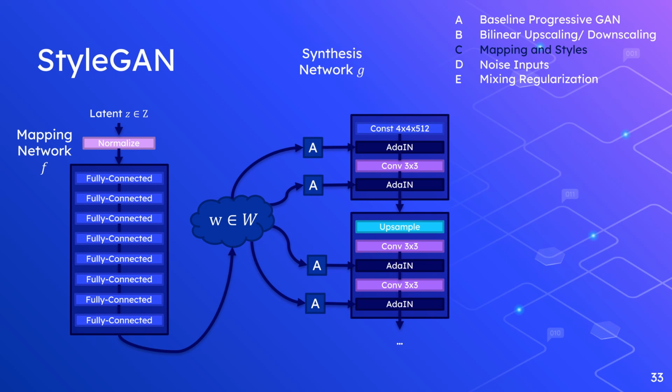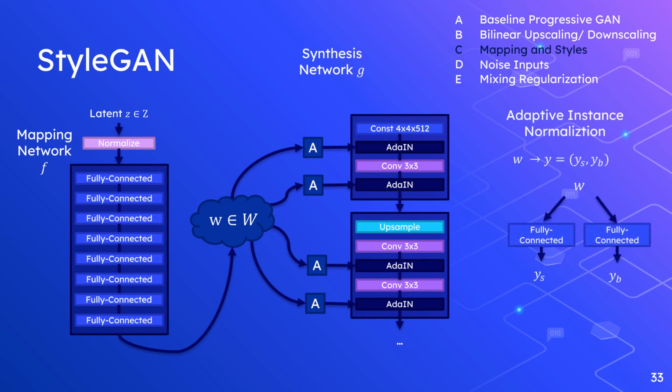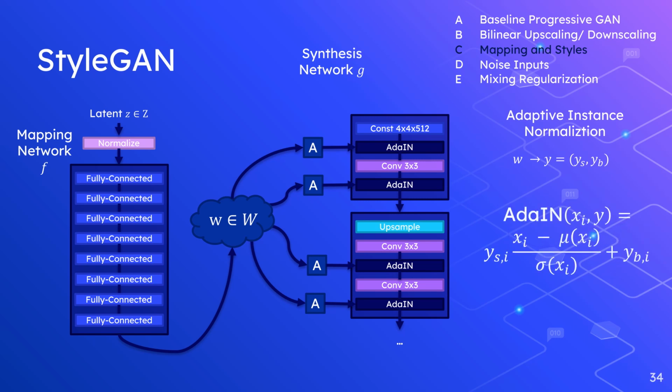AdaIN calculations. AdaIN stands for Adaptive Instance Normalization, where you take a W, which is from the intermediate latent space, and map it to style vectors, y sub s and y sub b. Y sub s is the scaling vector for styles, and y sub b is the bias vector for the styles. These two can be created with fully connected layers. After you normalize the data based on the instances, you multiply it by y sub s and add y sub b. These added-in layers happen after every single convolution.